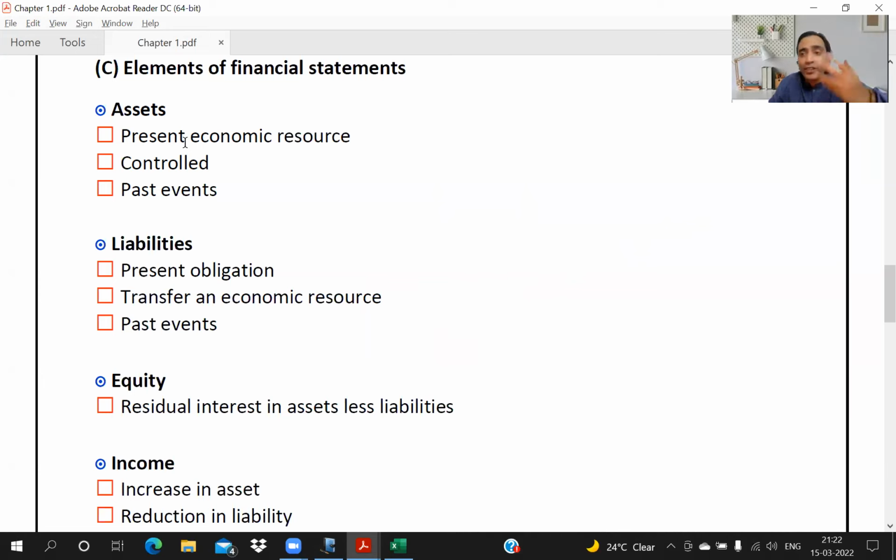It is very difficult to measure my own goodwill. And number three, it cannot be separated. IS 38 says an intangible asset has to be separable. If you cannot separate it from the business, if it is attached to the business, you cannot recognize it at all. So it doesn't meet the definition of an asset. It doesn't meet the definition of IS 38 intangible assets. So self-generated goodwill will not be an asset at all.